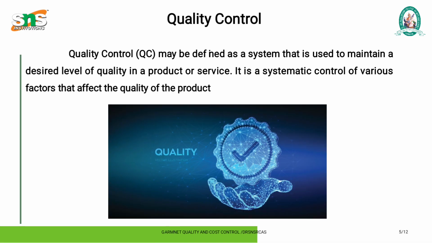Quality control may be defined as a system that is used to maintain a desired level of quality in the product or service. It is a systematic control of various factors that affect the quality of the product. That means quality is expected from the beginning till the end product, from the raw material till the finished product. How are we going to maintain the quality in each aspect? We are seeing.